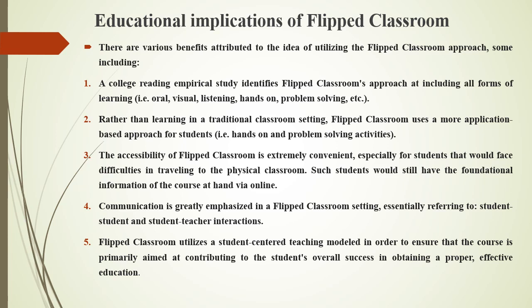A college reading empirical study identifies the flipped classroom approach as including all forms of learning. All forms of learning are possible in a flipped classroom: oral, visual, listening, hands-on, problem solving, etc. Rather than learning in a traditional classroom setting, the flipped classroom uses a more application-based approach for students. Hands-on and problem-solving activities. They are actively participating. They are interacting. They are discussing. They are solving problems.